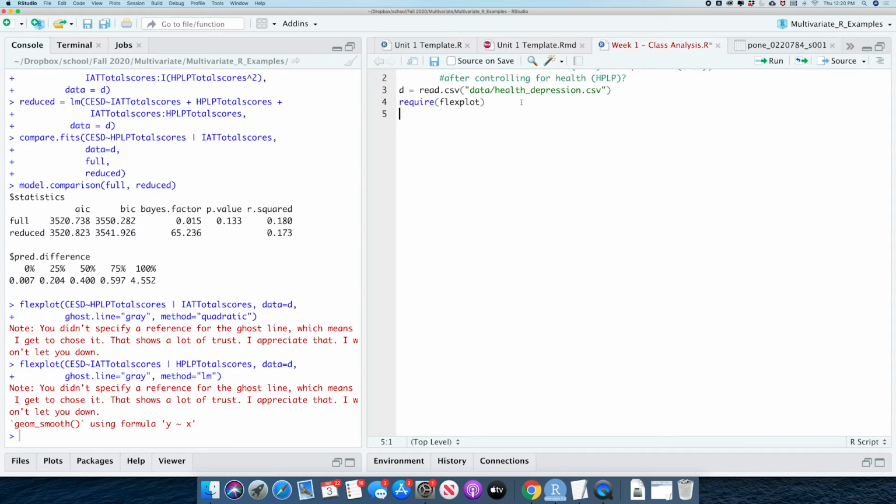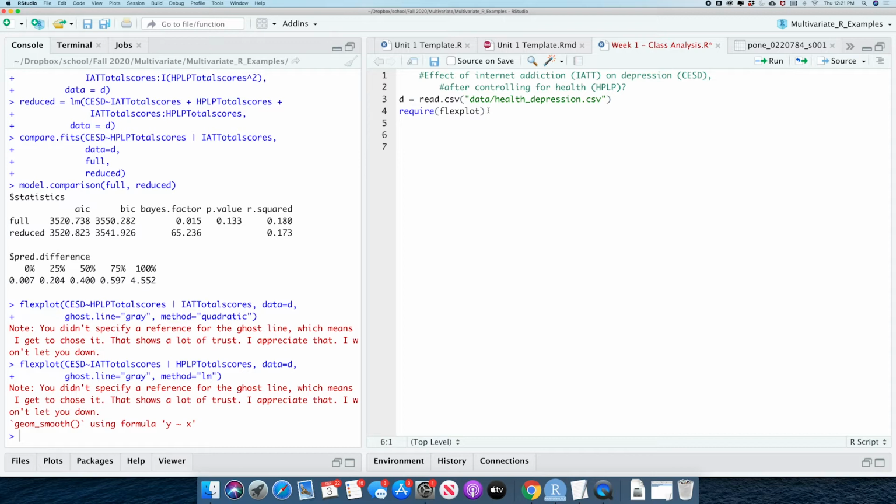This data set comes from an actual article, and I have left a link in the description to the original article. The research question that we're going to investigate is the effect of internet addiction, which is labeled as IAT total score, on depression, CESD, after controlling for health. So this is what you would typically consider a multiple regression, a conditional analysis. Again, if you want to learn about what conditional analysis is, see the video linked in the description.